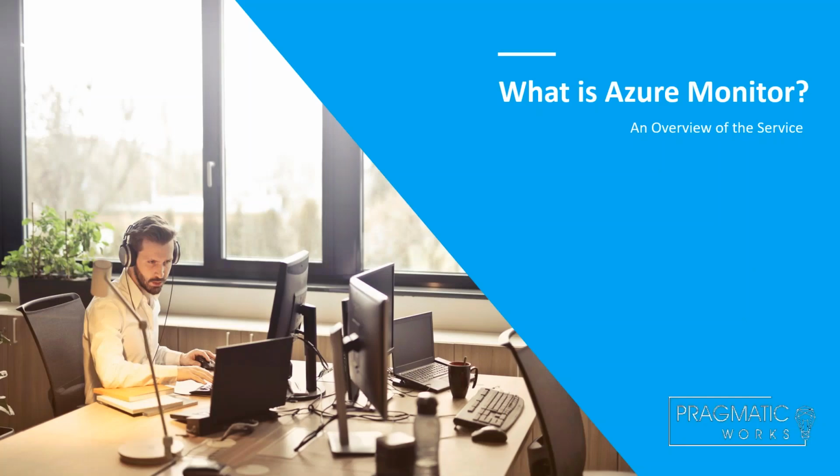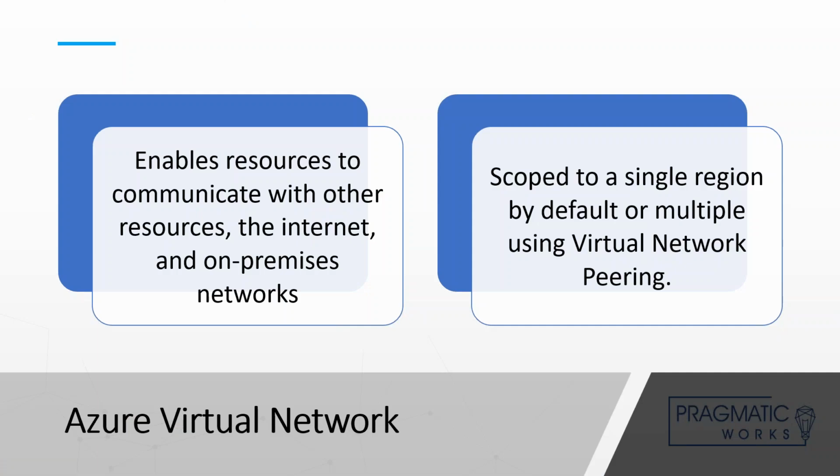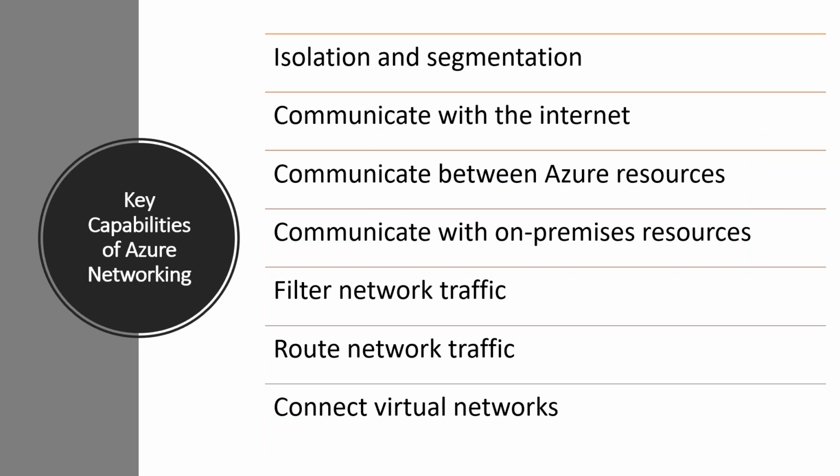So one of the things we want to look at is Azure Virtual Networking. What is it? So obviously, it enables resources to communicate with each other, the internet, on-premises networks, scoped to a single region, though that region you can connect to other regions. This is where we're going to hit the road here.